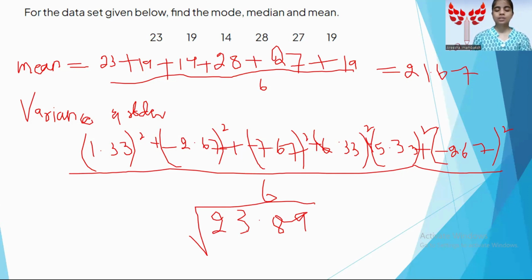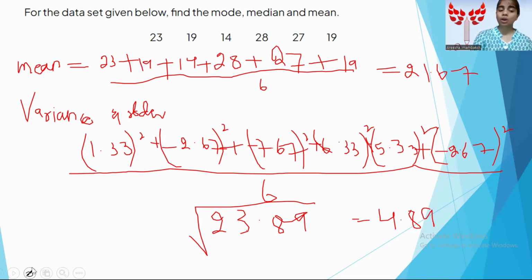23.89. Now I will take the square root and let me tell you the answer. Okay, it is 4.89. So 4.89 actually means that your data is spread by 4.89. If I ask how much data will be covered in two standard deviations, what are you going to do? 21.67 plus 2 multiplied by 4.89, and 21.67 minus 2 multiplied by 4.89. From this value till that value, we cover two standard deviations. Okay, so I hope this is clear.